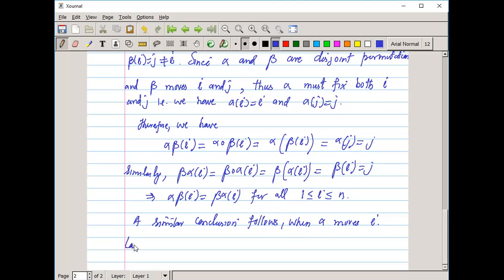And lastly, if both alpha and beta fix I, then alpha beta I will be equal to I and beta alpha I will also be equal to I. Therefore, in all cases, we have that alpha beta is equal to beta alpha. So we conclude that two disjoint permutations always commute.